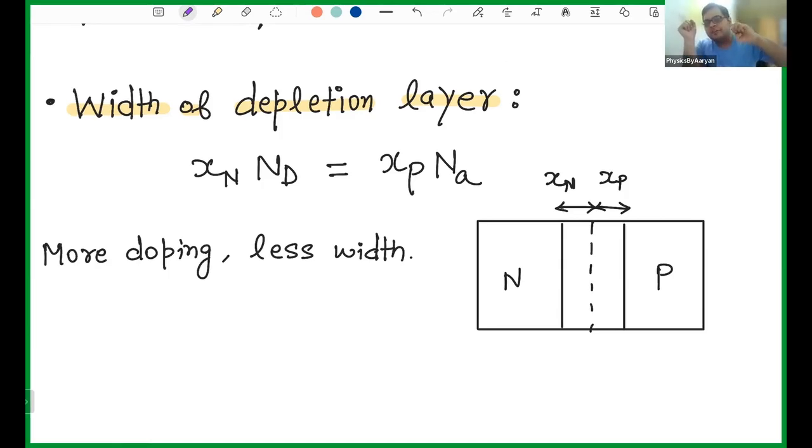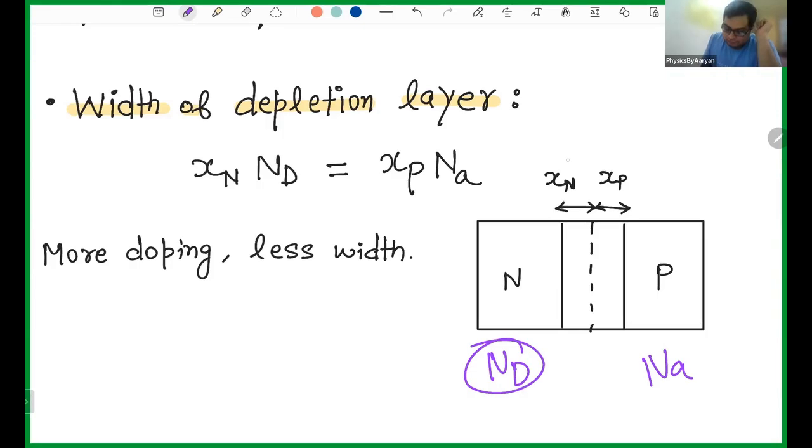Let's say on the N side I have done a lot of doping. So doping on the N side is ND, which means donor doping. Donor means pentavalent, which has extra electrons. So I have done donor doping on the N side and acceptor doping on the P side. Acceptor means those who want the electron, trivalent impurities. So doping on the N side is ND, doping on the P side is NA. The more doping you do, let's say I do very, very large doping on ND, then the depletion width on the N side is very small.